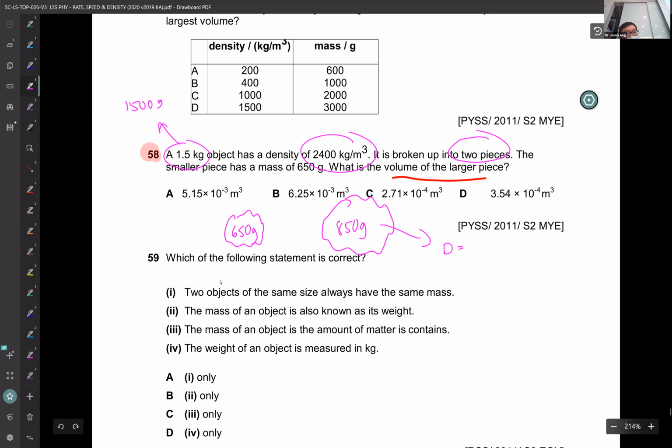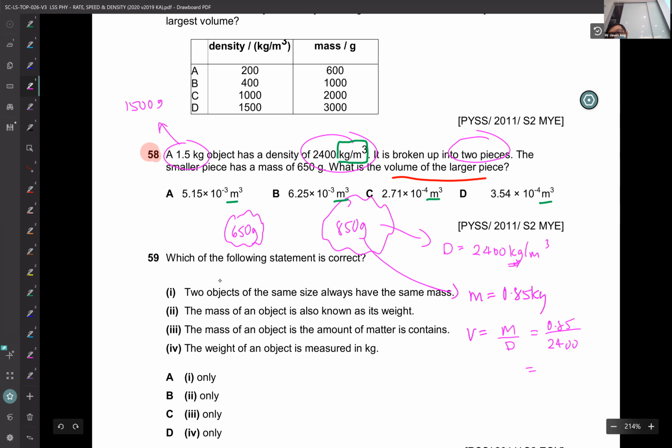You notice that the answer finally is in meter cube. So you may want to use kg per meter cube. That means this density, you want to keep as 2,400 kg per meter cube. But because this is in kg, you want to change 850 grams to kg. You all know how to change that, right? So you want to keep this at 0.85 kg, and use this to find out the volume. The volume will be the mass over the density, which is 0.85 over 2,400.